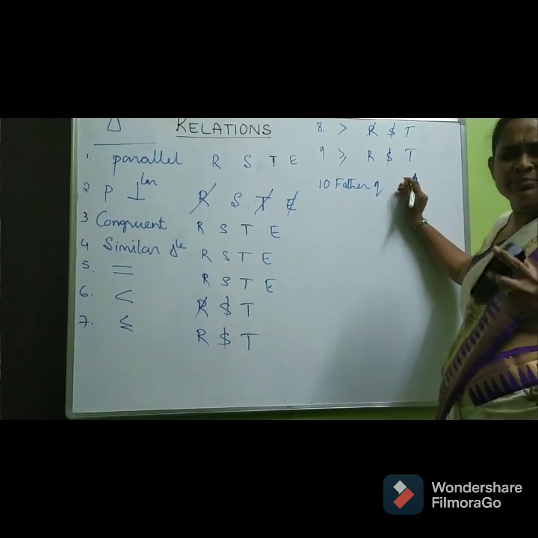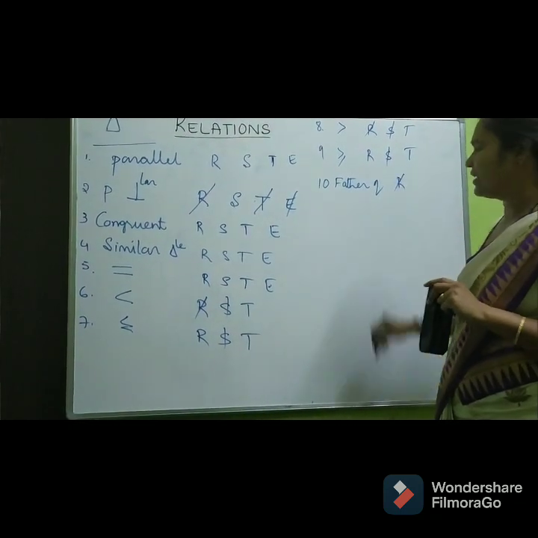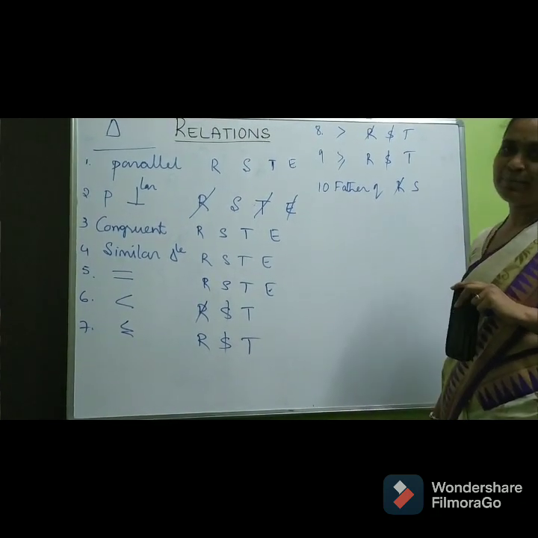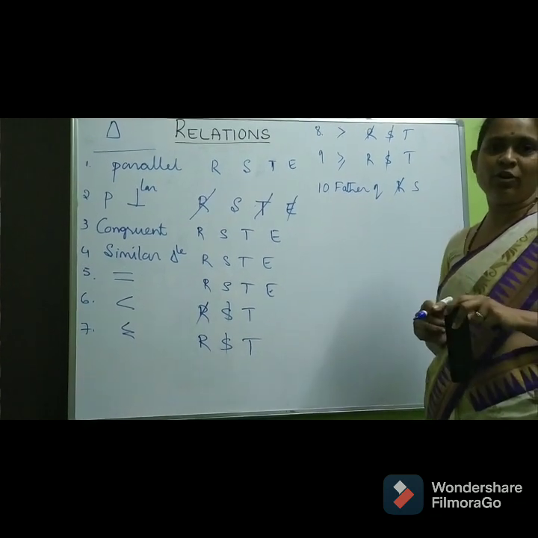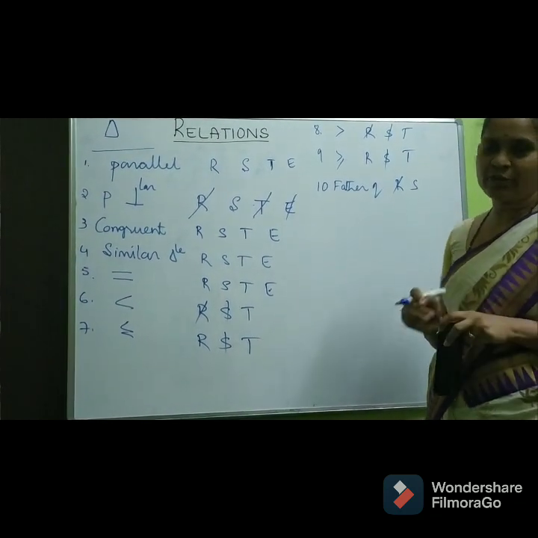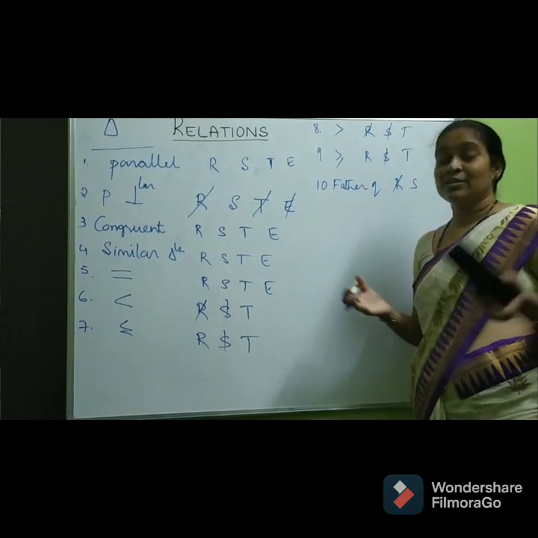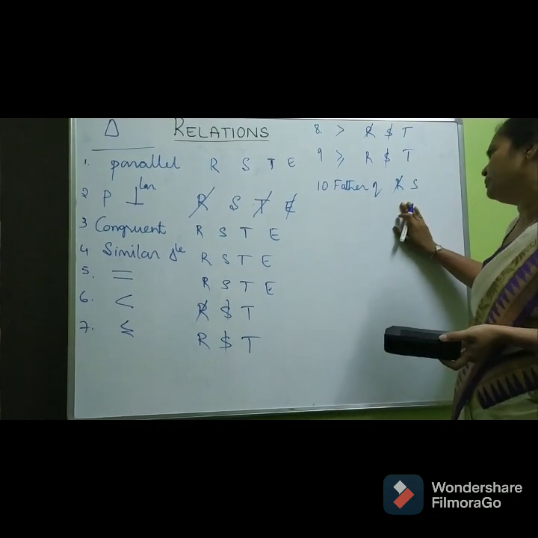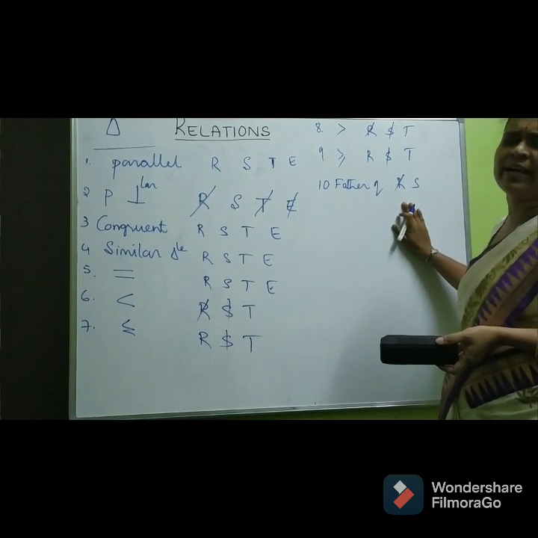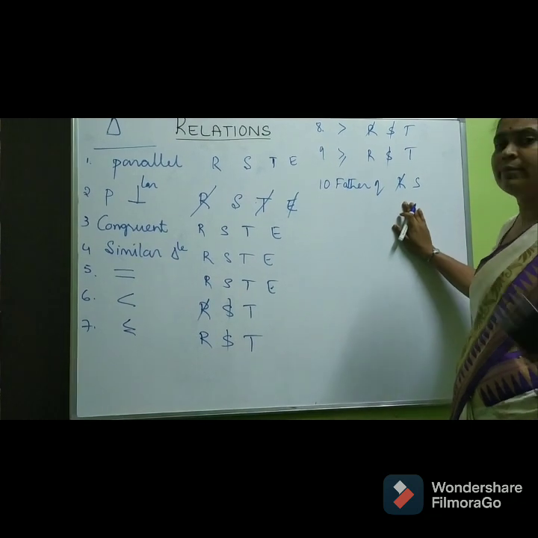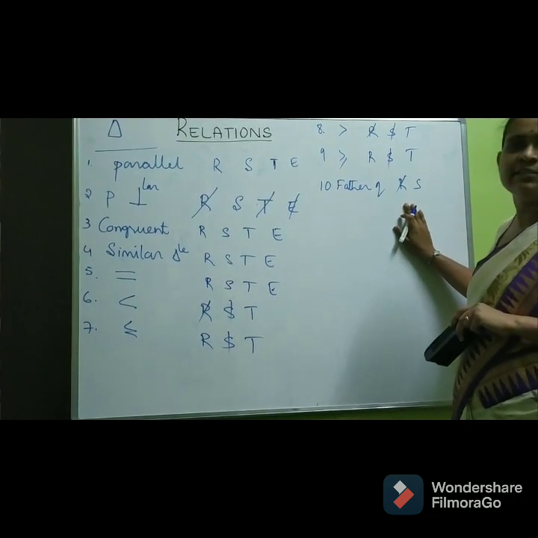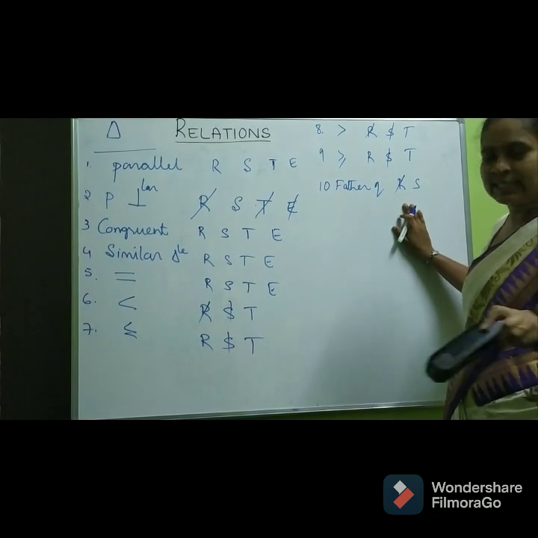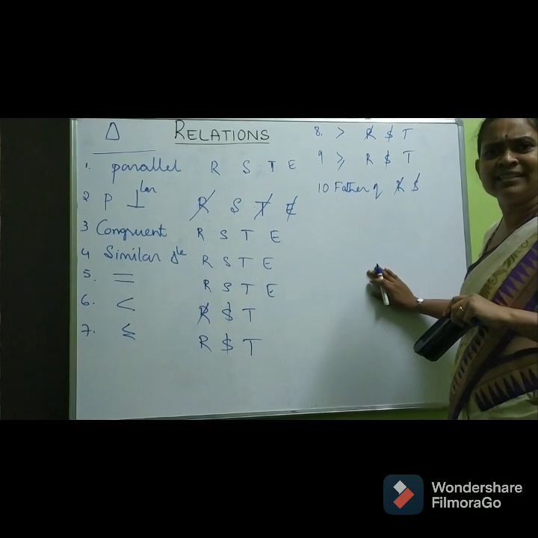Nobody can be father of himself or herself. Not reflexive. Okay, not symmetric, because the reverse will become son of. You can take so many examples. See, if Raghav is father of Renu, Renu can't be father of Raghav. Renu will become daughter of. If Raghav is father of Lakshman, Lakshman will become son of. So it is not symmetric. Is it transitive? No.